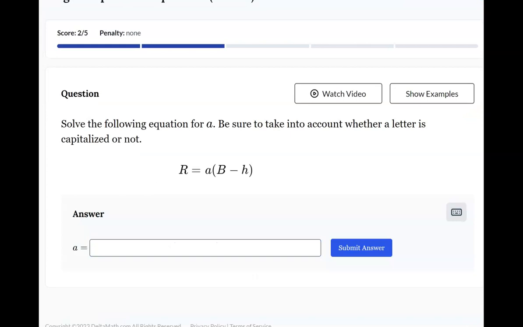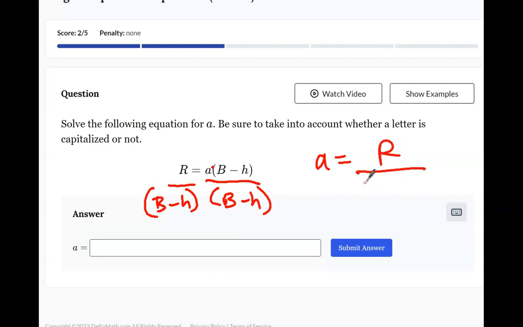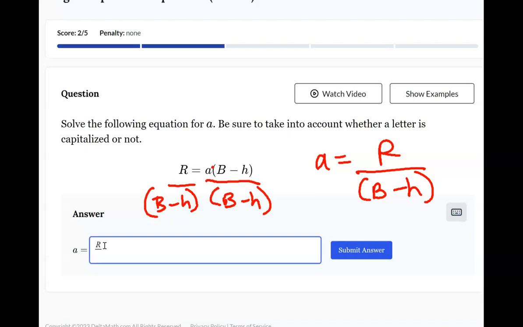In this question, lowercase letter a is being multiplied by a quantity or a group. The opposite of multiplying is dividing, and you can divide by an entire group. So the answer is r divided by the entire quantity b minus h. So you can type in this box here, r divided by the quantity capital B minus h.